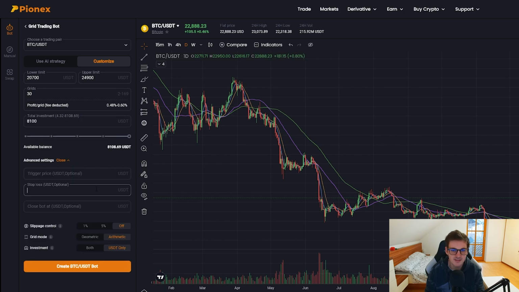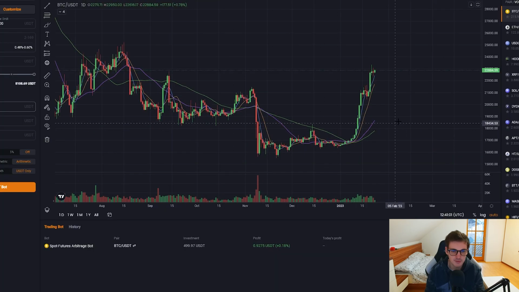If you expand the advanced settings, you can enter the stop loss and take profit, which on Pionex is called close bot at. With the trigger price, you can specify when the bot should start. For example, if you don't want the bot to start immediately, but only if the price reaches $20,000, then you can specify this as your trigger price.